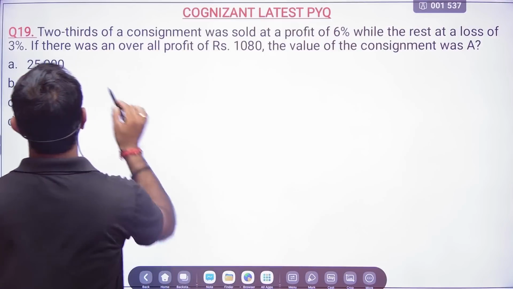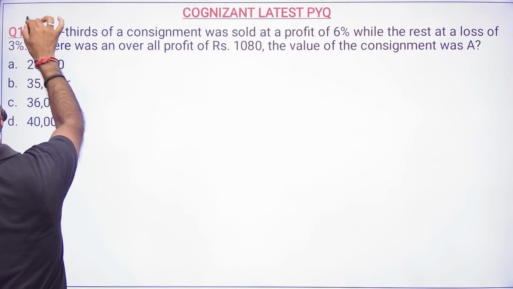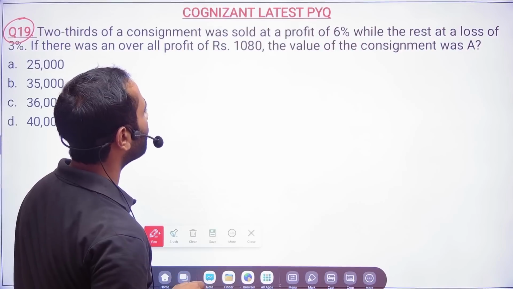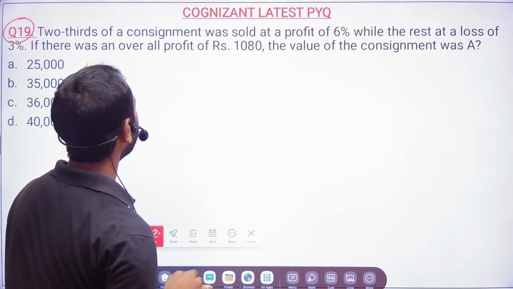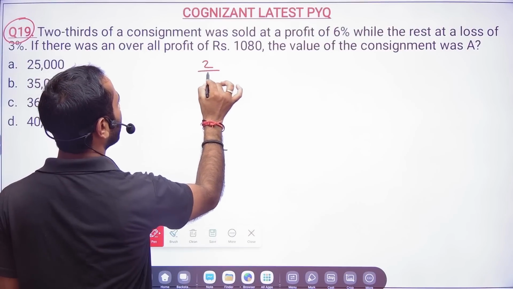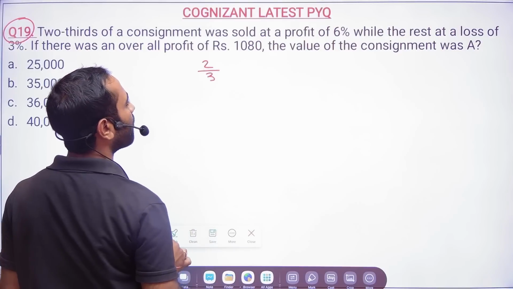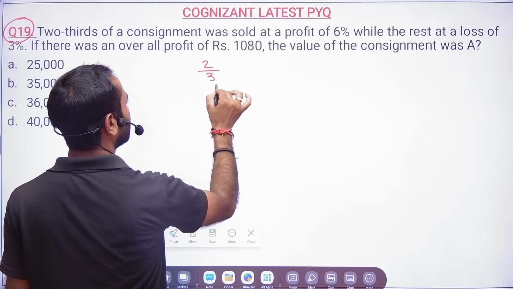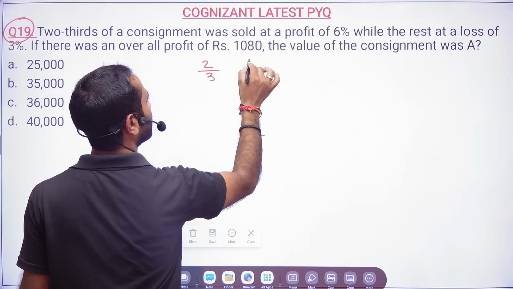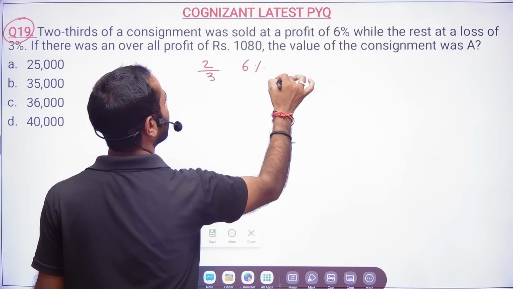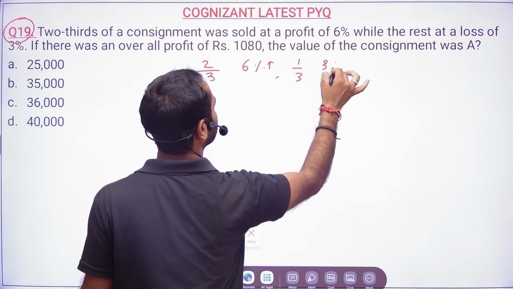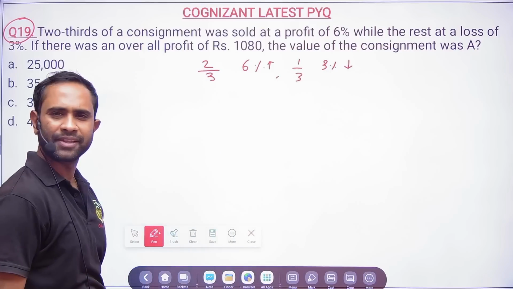Okay, so question number 19 says, 2/3 of a consignment was sold at a profit of 6%, while the rest at a loss of 3%. So friends, 2/3 of a consignment was sold at a profit of 6%, and the remaining was sold at a loss of 3%. Okay, fine. Then how to deal with this kind of problem?